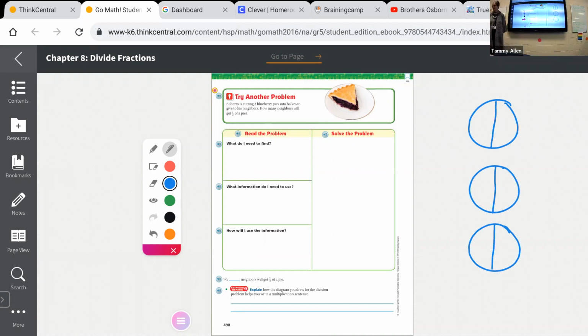Now, when it starts talking about fifths and all that, that's harder to do with circles, isn't it? And that's when you might want to use rectangles, right? We can easily cut a circle in half. All right? Okay?